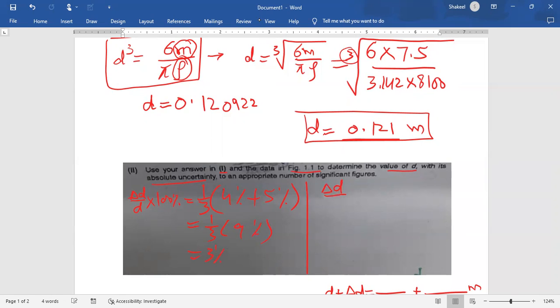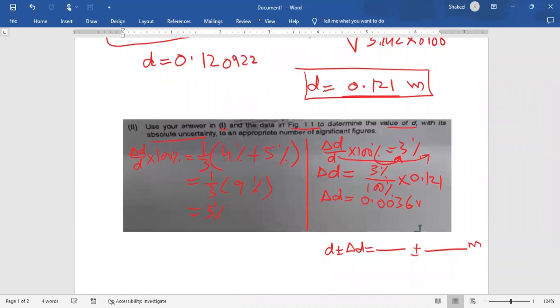Now delta D over D into 100% equals 3%. To make delta D the subject, shift 100 to the other side, so it is 3% over 100, and then shift this D to the other side as well, where it will be multiplied, 0.121. Now you have to solve it for delta D. The answer comes out to be 0.0036. So this is the uncertainty.